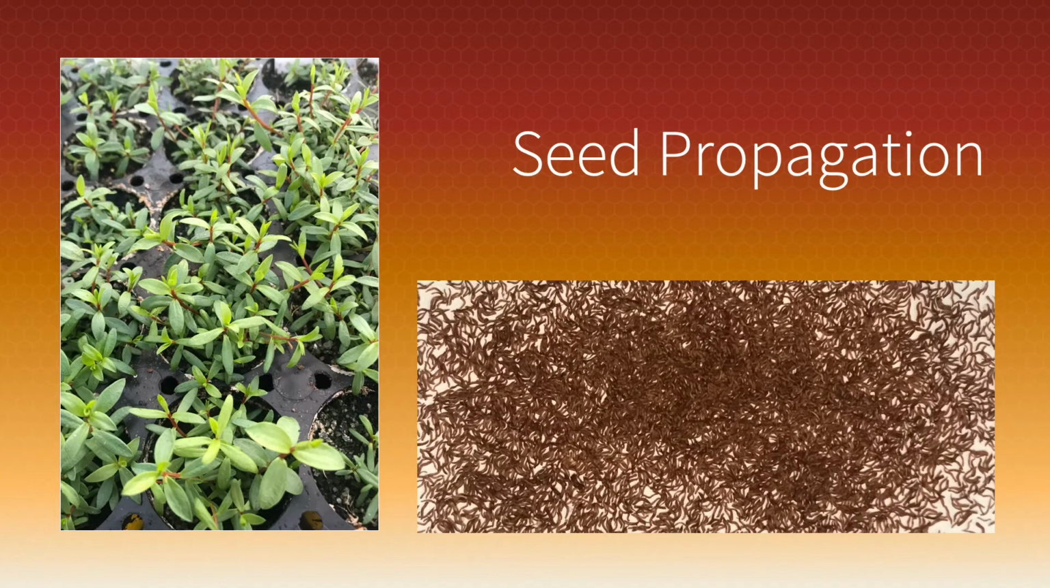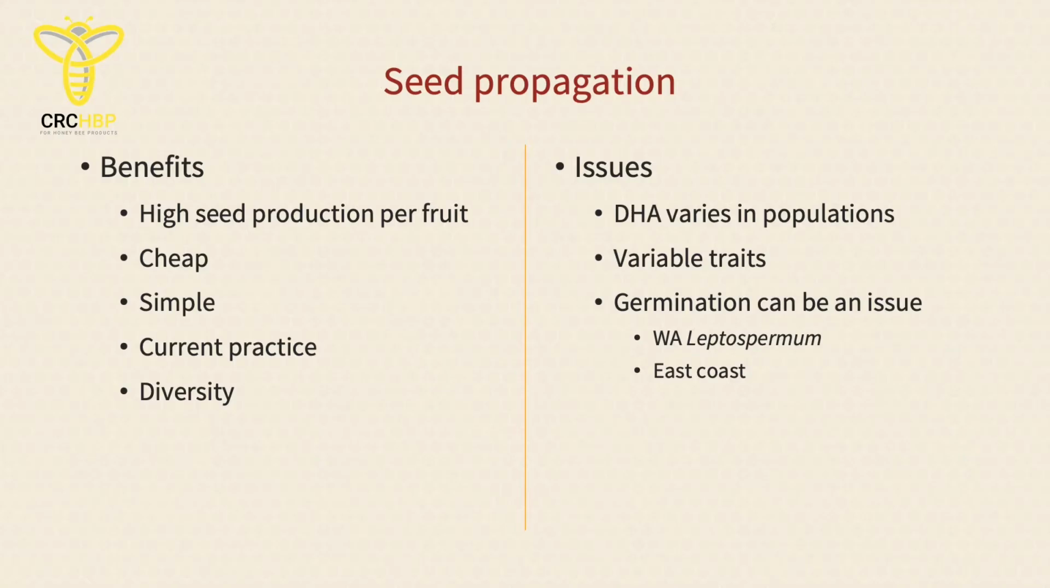So now I'm going to give you a brief rundown on seed propagation. Leptospermum can be propagated from seed. This method is usually cheap, simple, and promotes diversity within a population. It is also the current practice for mass production of most Leptospermum species across Australia.